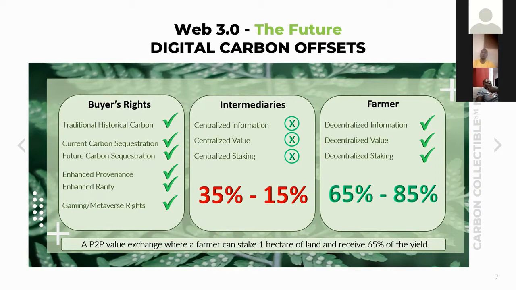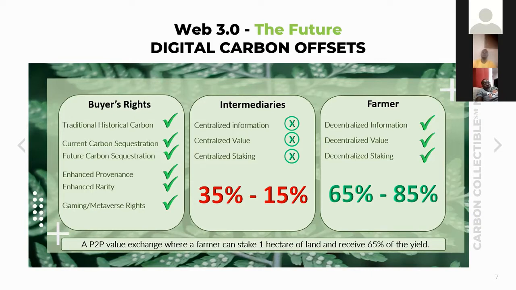So it's the same rights that you get from a traditional carbon offset. But in addition, we've got the rights to the current carbon sequestration and the future carbon sequestration. We've got enhanced provenance, in that you come to our website and you can select an option to drill down using satellite technology to see the 1 hectare of land that is actually associated with your NFT. So you get provenance all the way down to a particular hectare of land. With traditional carbon offsets, you don't get that.